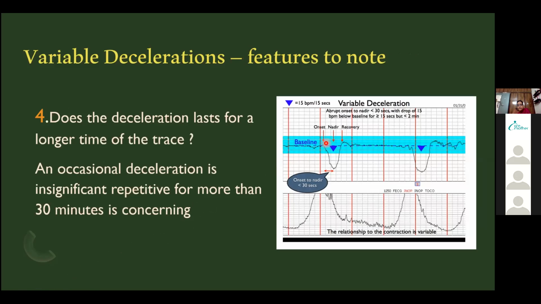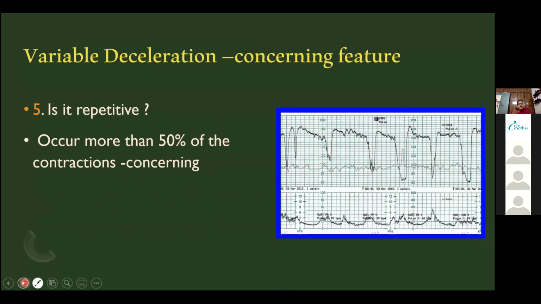So, beginning of the deceleration, I told you, shouldering, then duration, then recovery. How long does it take? You see this? This is symmetrical. It comes and then goes back. Does the deceleration last for a longer time of the trace? You do a half an hour tracing. If it is present almost all through the half hour, through the contractions, then it is significant. If the decelerations last for more than 30 minutes, they are going to be significant.